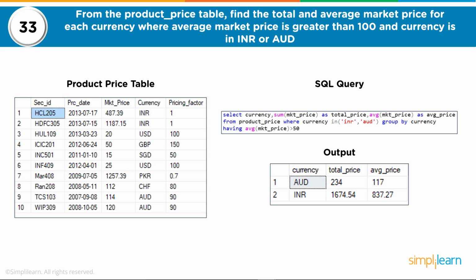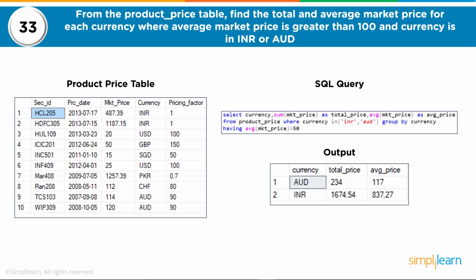If you had trouble putting this together, you might actually do some of it in reverse. And you can see right here where the average market price is greater than 50. Remember, we use having, not where, at the end because it's part of the group. So group by currency, because we want those two currencies. And we want the currency India Rupee, the INR or the AUD.